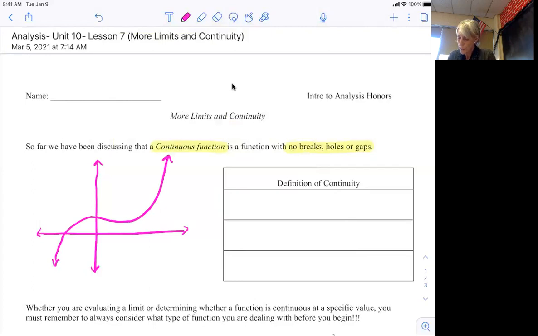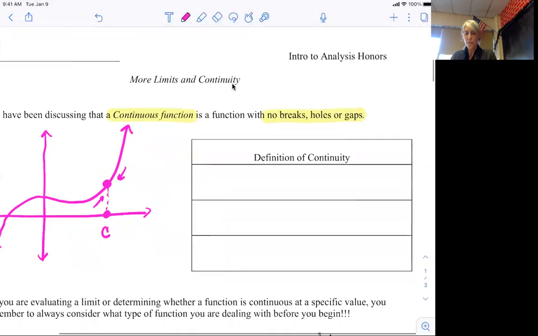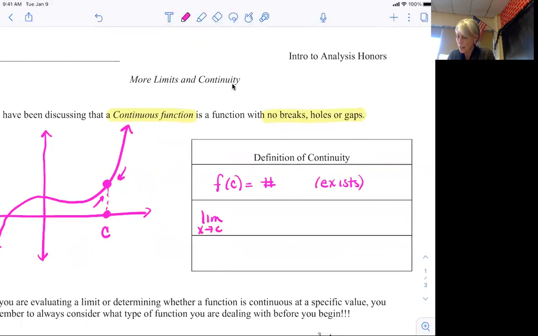Specifically, when we want to see if a function is continuous at some value c, we want to make sure that the function value and the limit are the same number. So by our definition of continuity, that means when we plug in some number, we get an answer. When we evaluate the limit as x approaches that number, we get an answer.